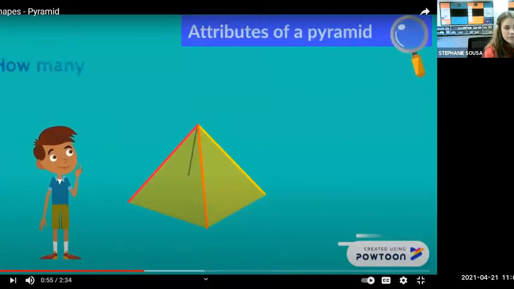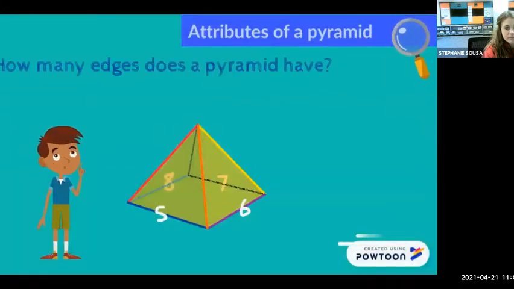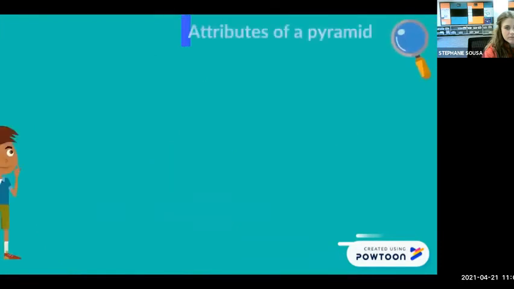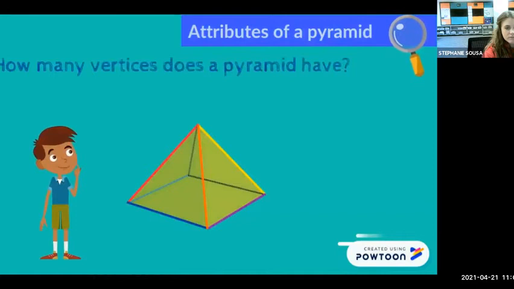Five, 6, 7, 8. The total number of edges that a pyramid has is... What is that number again? Correct! It's 8! Can you count the number of vertices? I think you can do it. You ready? Go!